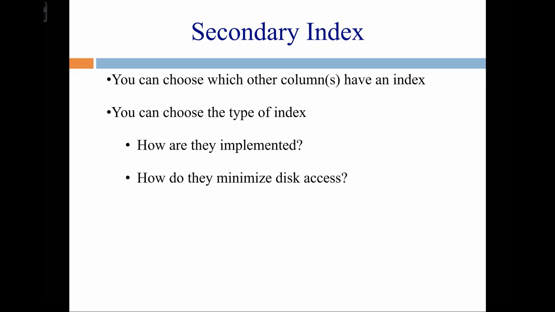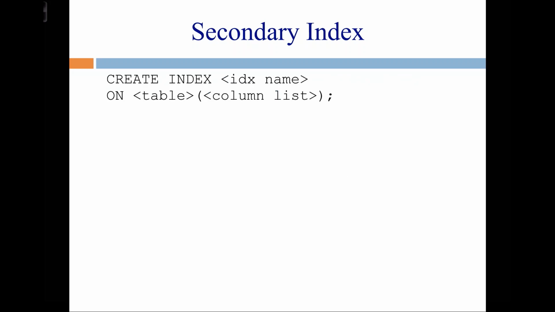So to create a secondary index, we can just use the CREATE INDEX command. We can optionally give the index a name, and then specify what table we want to create it on, and what column or columns we want to create it on in parentheses. So it's actually a column list. I've only been talking about single-column indexes so far, but you can actually make multi-column indexes, and we'll see that in a minute.